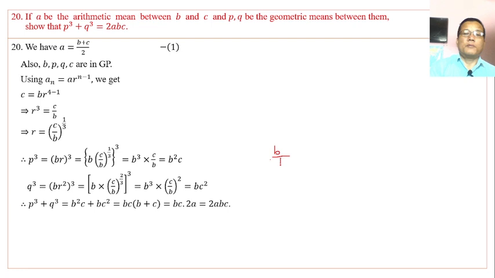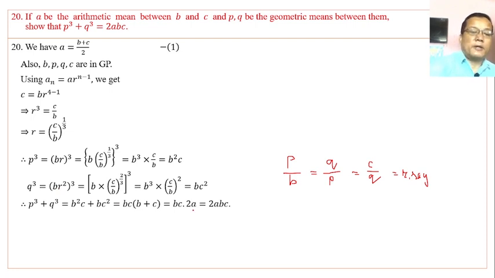P by B equal to Q by P equal to C by Q. The value of P is B R, and the value of Q is B R square.